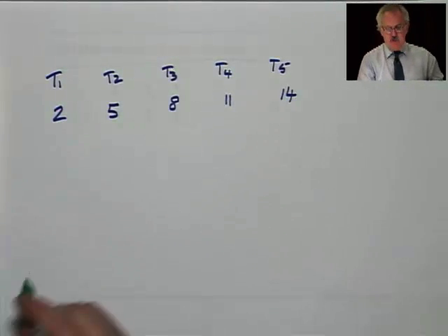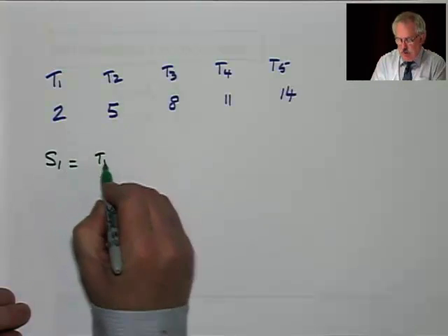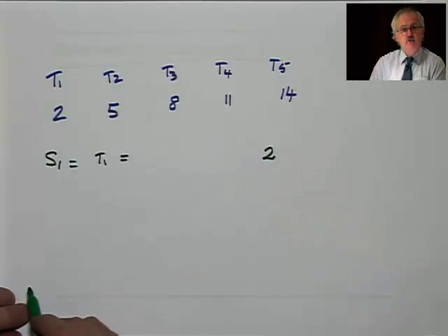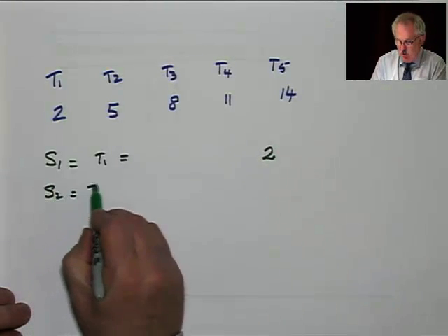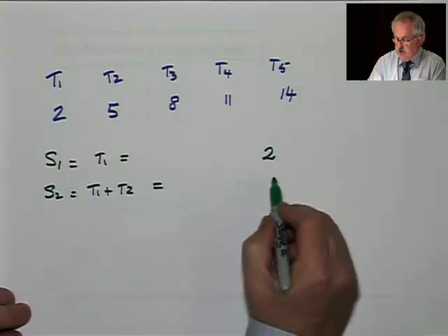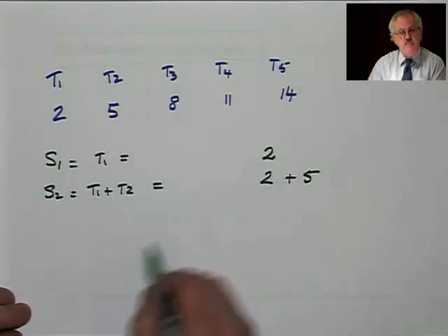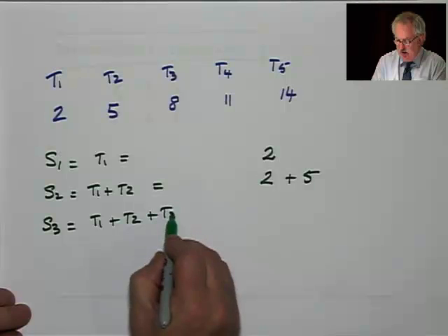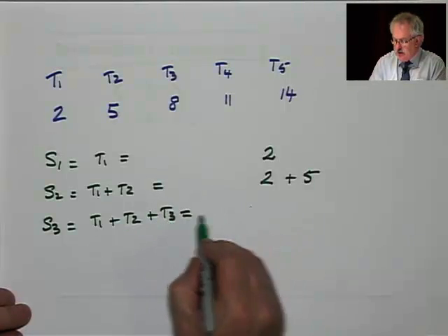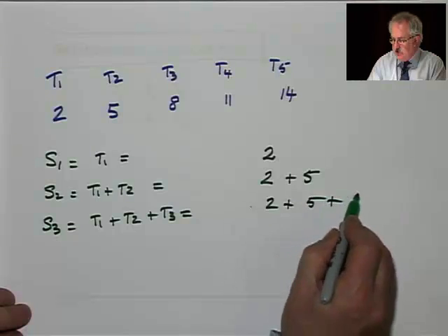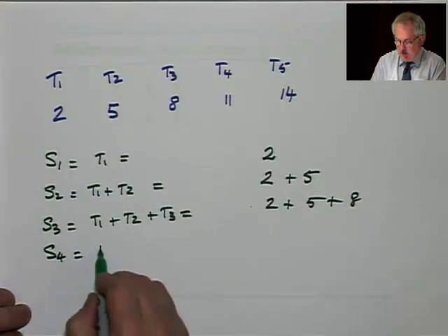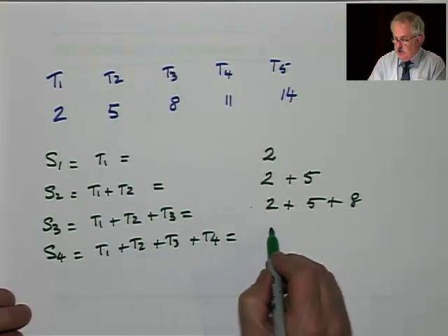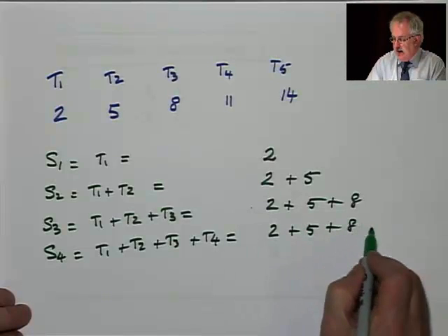Okay. So S1 is defined as T1, and that's equal to 2. S2 is T1 plus T2, which is 2 plus 5. S3 is equal to T1 plus T2 plus T3, which is equal to 2 plus 5 plus 8. S4 is equal to T1 plus T2 plus T3 plus T4, which equals 2 plus 5 plus 8 plus 11.